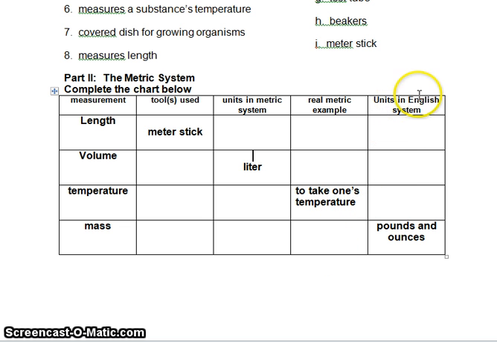The next piece over here, units in the English system, is asking you to write down other ways that we use to describe length. For instance, we would use feet and inches to describe your height. There are other units that we use as well. Same thing for volume and temperature.